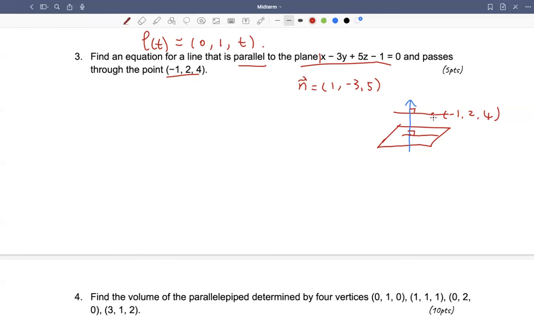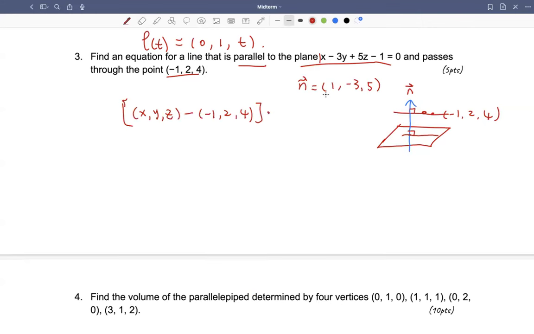So how do we find a vector? We need to find it. We have this normal vector. How do we find a vector here? So x, y, z is the ending point. So x, y, z, the ending point, minus negative 1, 2, 4. Right, we subtract those two points on the line we're trying to find. So we have the vector.